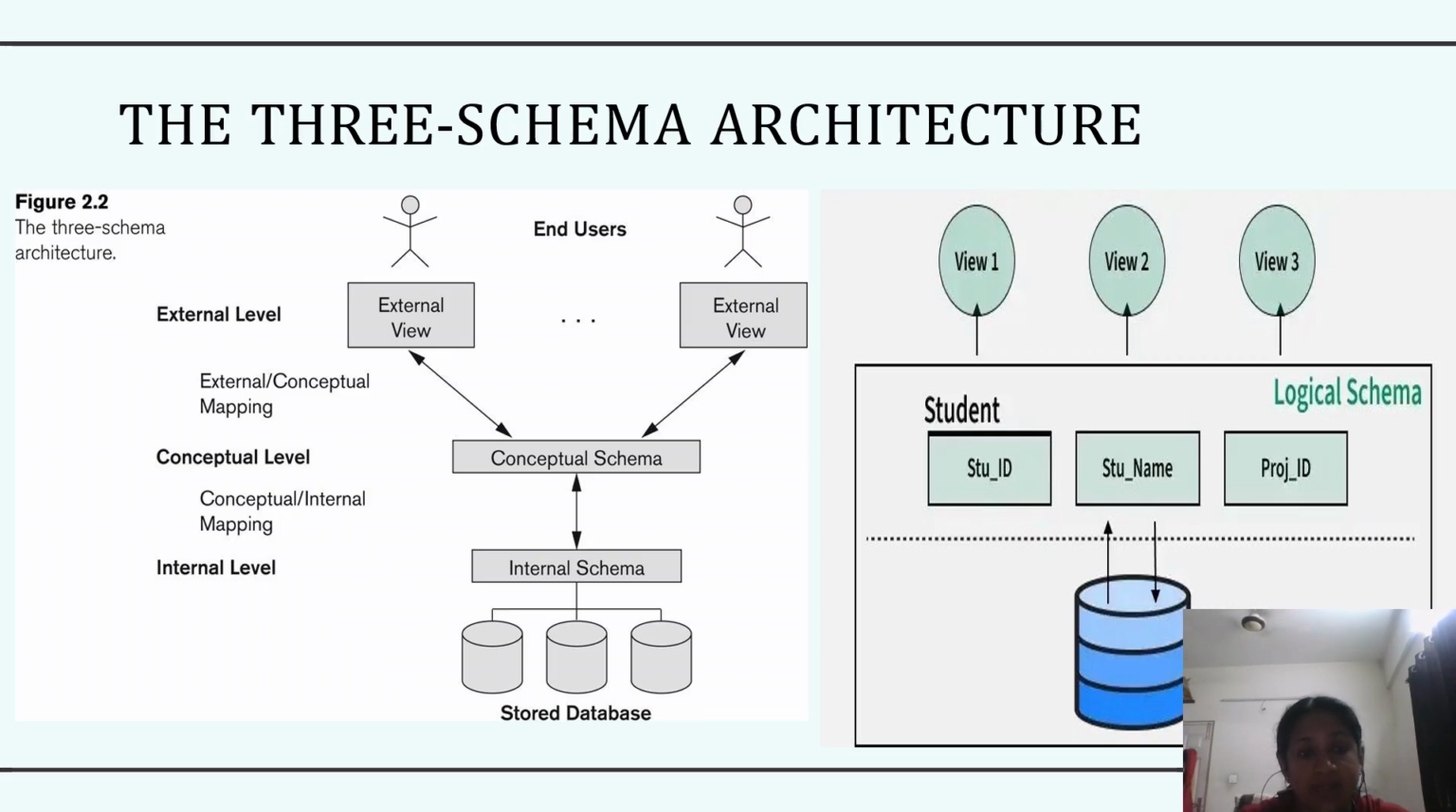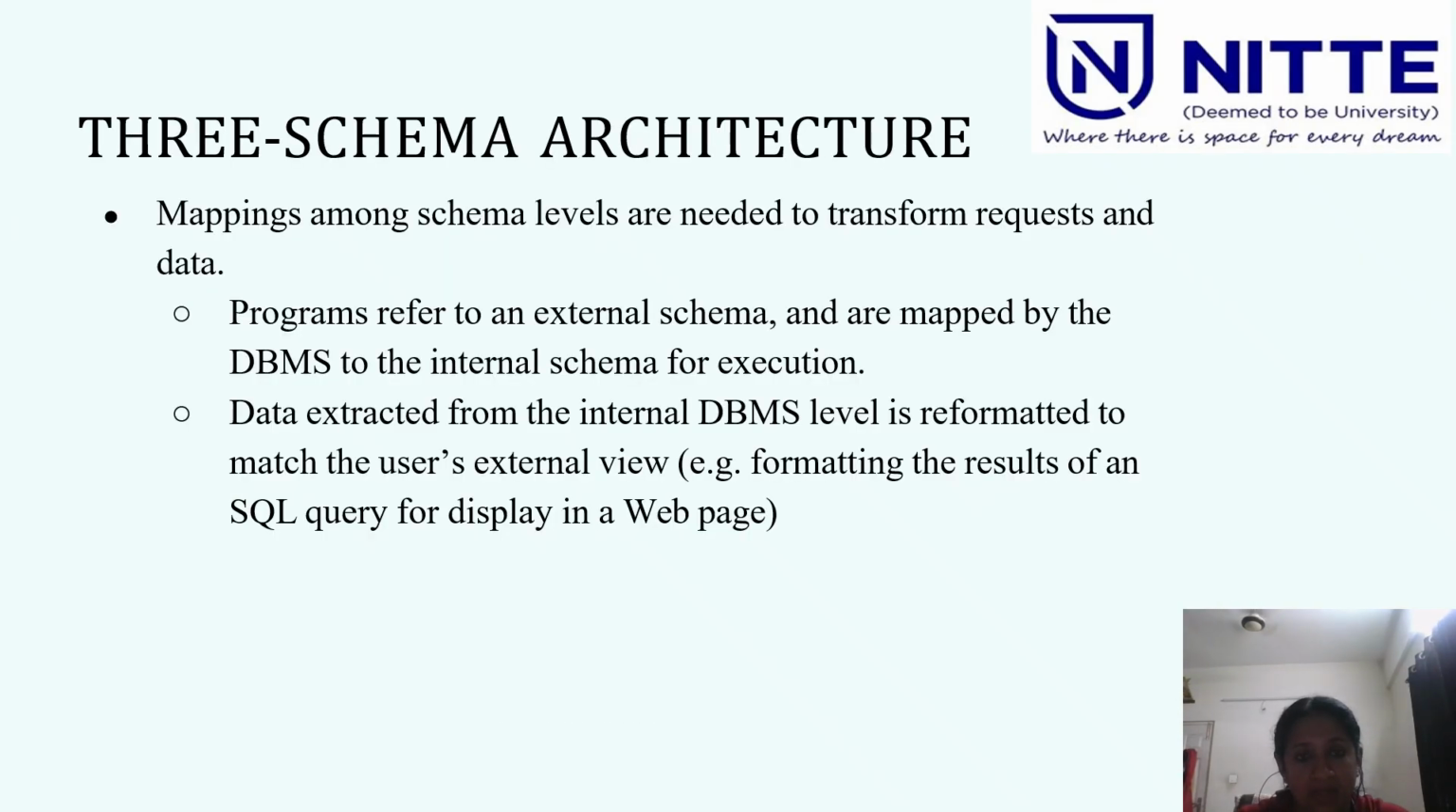So external level, conceptual level, and internal level. In the three schema architecture, mapping among schema levels is needed to transform the requests. A program that refers to an external schema is mapped by the DBMS to the internal schema for execution.